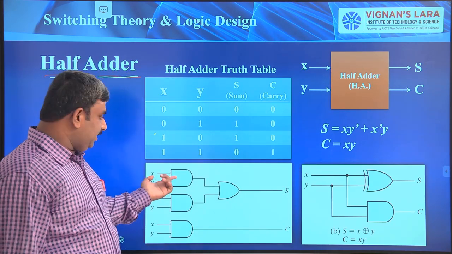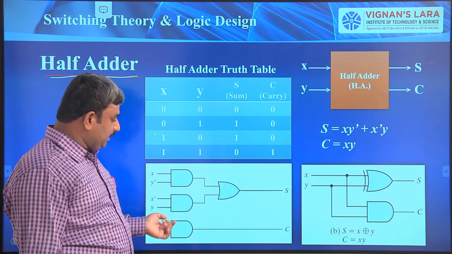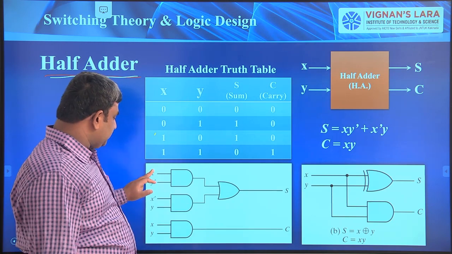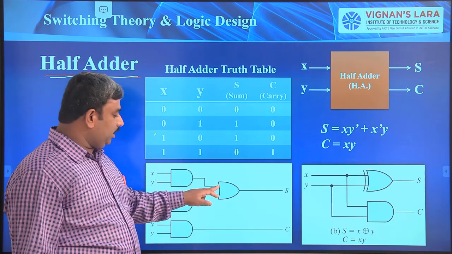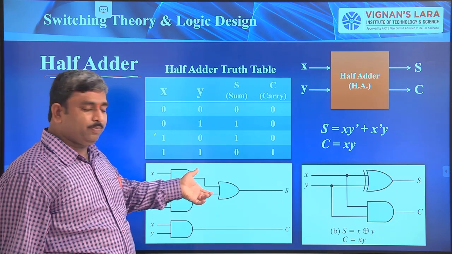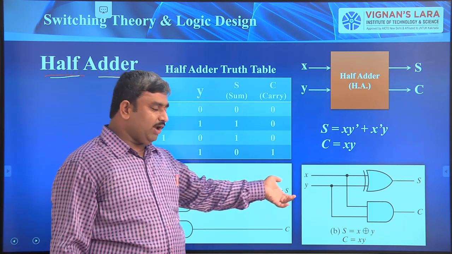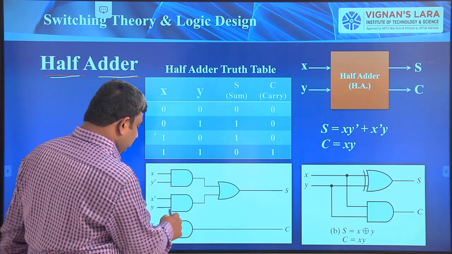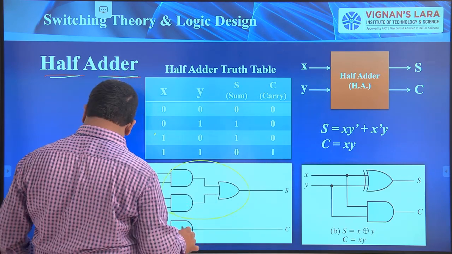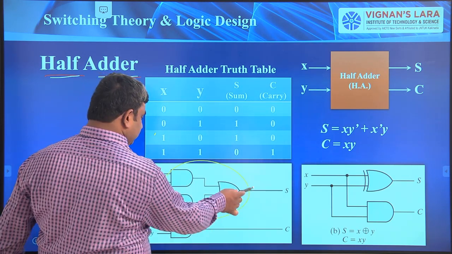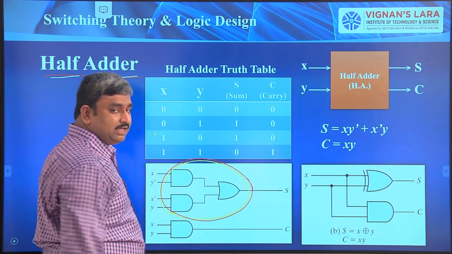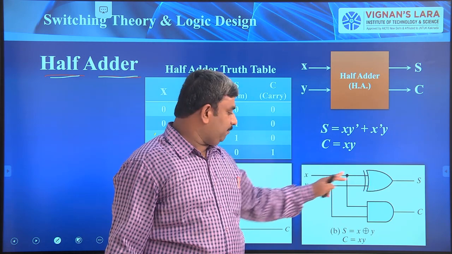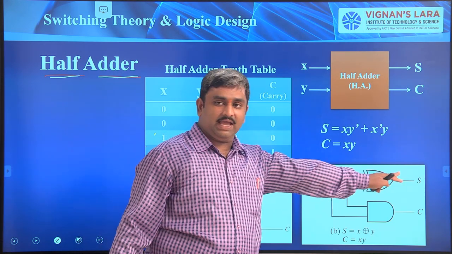These are the sum and carry expression logic diagrams. So x y bar, x bar y, and xy. For x y bar and x bar y, I did an OR gate operation. These two AND gate outputs are connected to an OR gate, and the final output is sum, and this is carry. Next, this circuit seems to be like an XOR gate. That XOR gate I have represented here, with x and y, 2 inputs given.